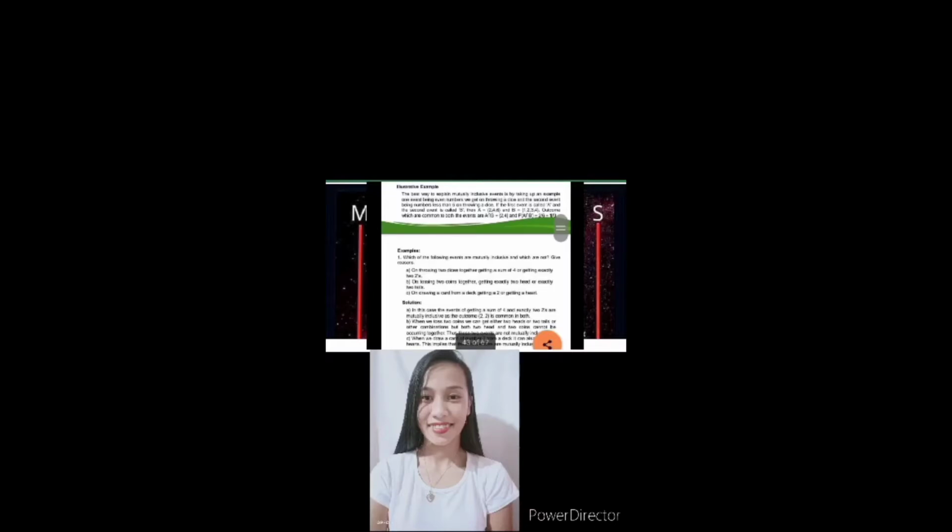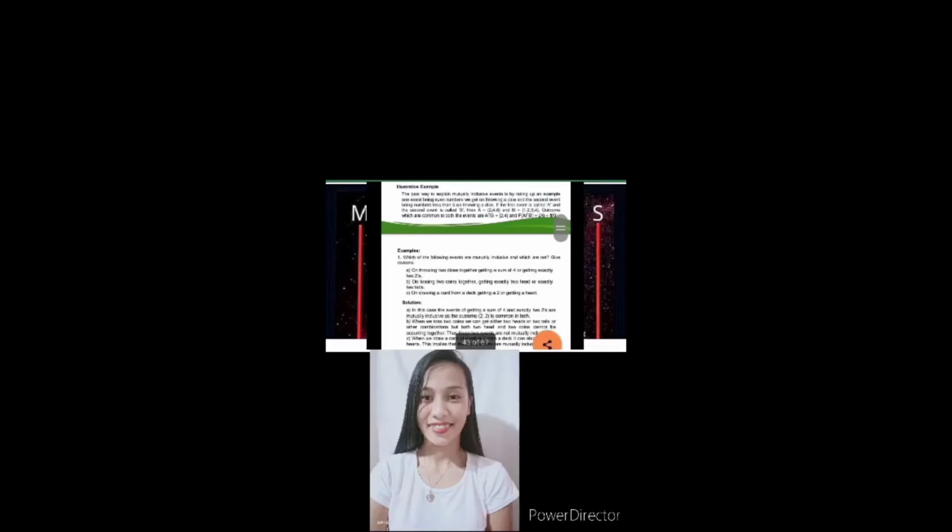Examples. Which of the following events are mutually inclusive or which are not? Give reasons. I will give the example, then the solution. First, on throwing 2 dice together, getting a sum of 4 or getting exactly 2 twos. Solution. In this case, the events of getting a sum of 4 and exactly 2 twos are mutually inclusive as the outcome 2 and 2 is common in both.